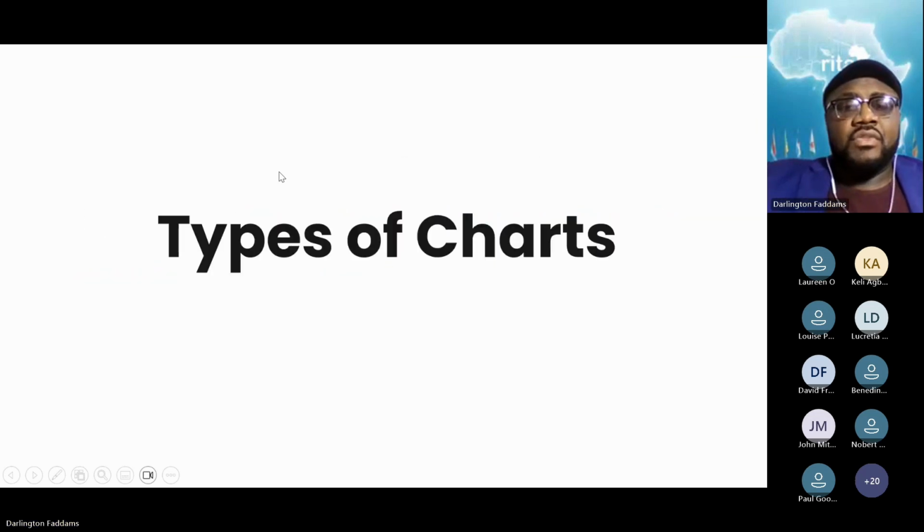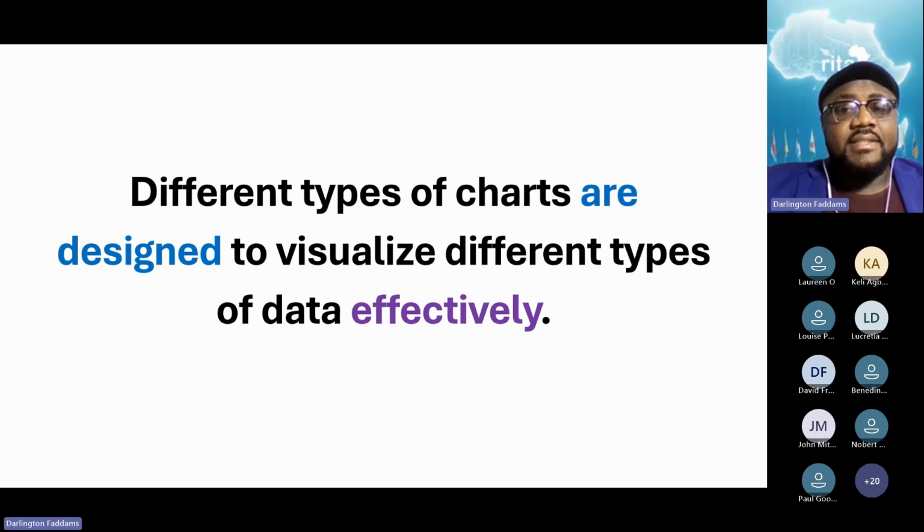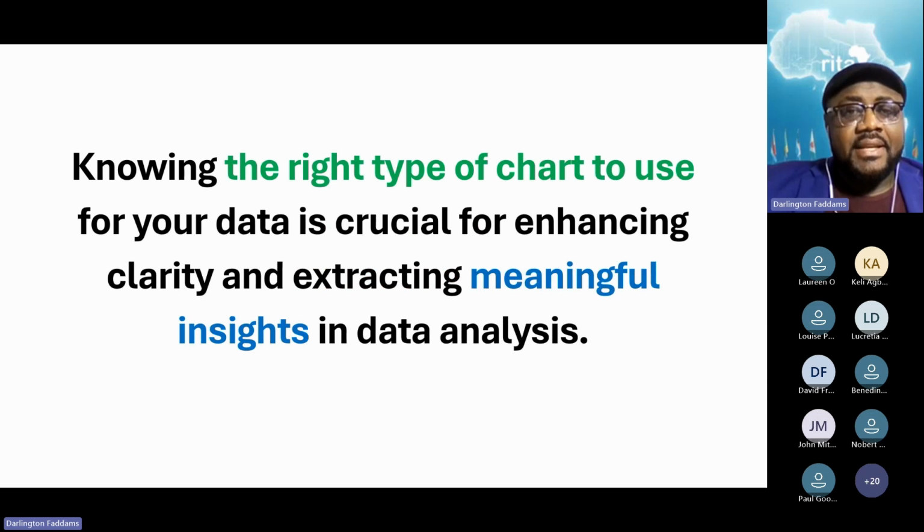All right. So we mentioned that there are various types of charts, and we have line chart, bar chart, pie chart, scatter plot, and much more. Each one is suited for specific data representations. Different chart types are designed to visualize different types of data effectively. And using the wrong charts can make data difficult to interpret or even misleading. And knowing the right type of chart to use makes you an excellent data analyst.